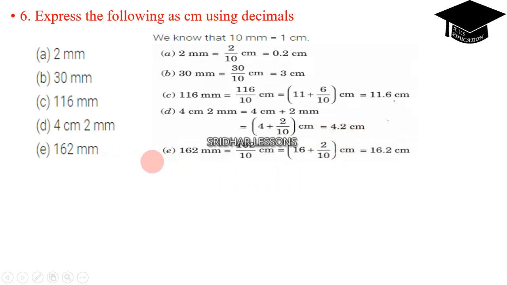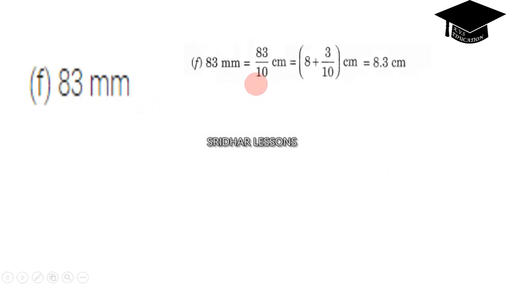Next one is 162 millimeters. We can write directly 162 by 10 centimeters. We can write this as 16 plus 2 by 10. Okay, this is equal to 16.2 centimeters. Next, 83 millimeters. 83 by 10 centimeters. That means 8 plus 3 by 10. That means 8.3 centimeters.